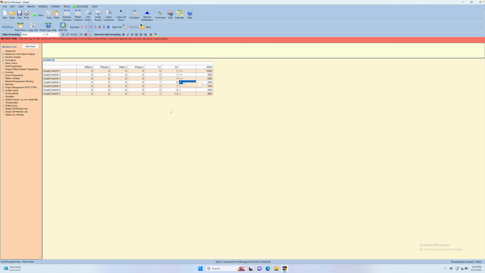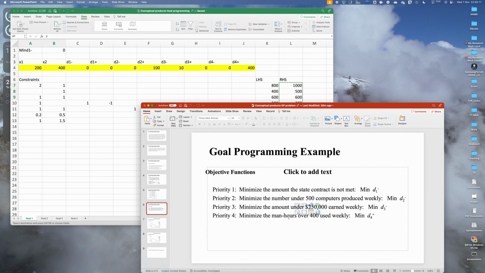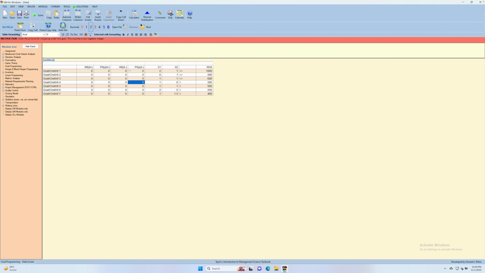And now what we need to decide is the priority. For the first goal, it is very important for you to understand how we define the priority in QM for Windows. Here we have 2 types of deviations: weight and priority for D positive, and weight and priority for D negative. Let us understand how we assign the priorities here. The first goal is to minimize the amount the state contract is not met, which is minimization of D1 negative. So D1 negative is our concern here. That is why I'm going to mention that priority 1 is on D1 negative.